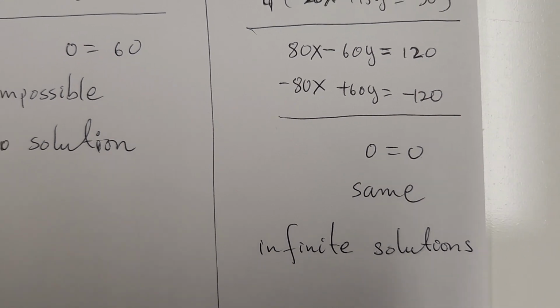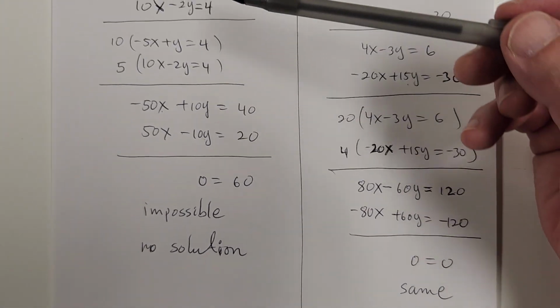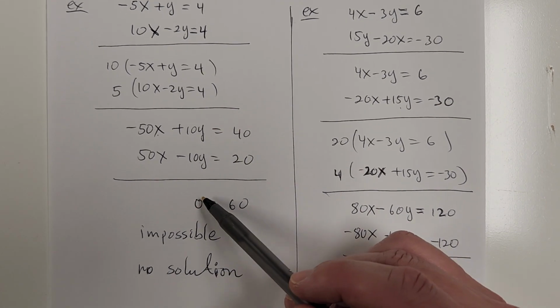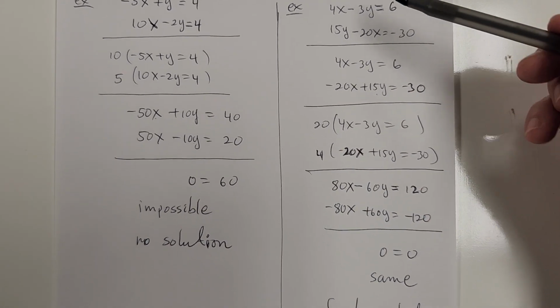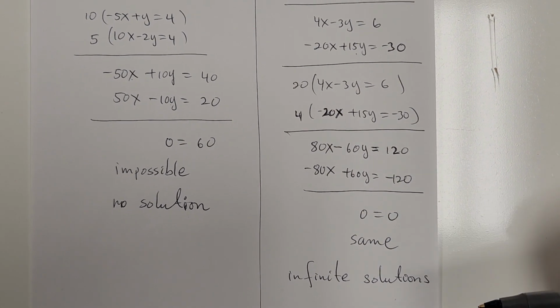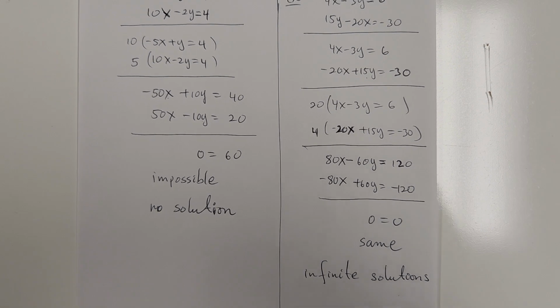Okay, so be very careful. One more time. On the left hand side, the reason why it is no solutions is because they are not the same. On the right hand side, they are infinite solutions because they are the same. So be very, very careful in the special case.